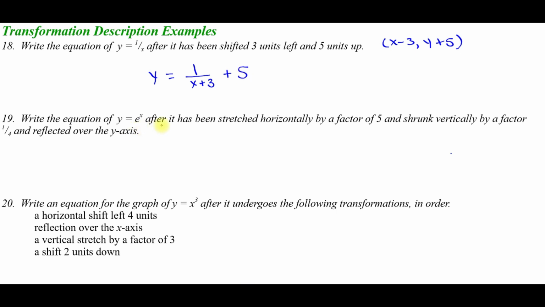On 19, we're starting with e to the x, and it has been stretched horizontally by a factor of 5. So that's going to be 5x. Shrunk vertically by a factor of 1/4, so 1/4 y, and reflected over the y-axis, so that negative is going to go on the x-coordinate. So here I'm going to start with y equals e, and then in place of my x, I'm going to do my horizontal change, so this is going to be negative 1/5 x. So remember, we have to take the reciprocal for that, and then in front, I'm just going to put the vertical stretch, or shrink in this case, which is 1/4.